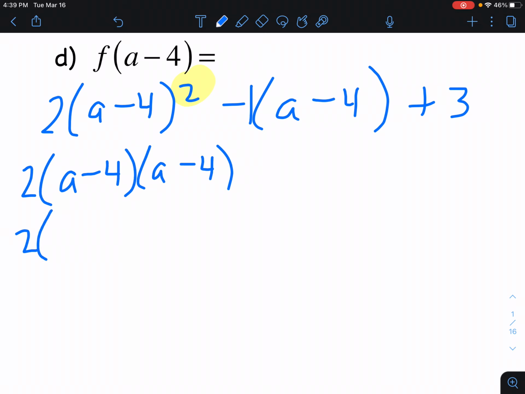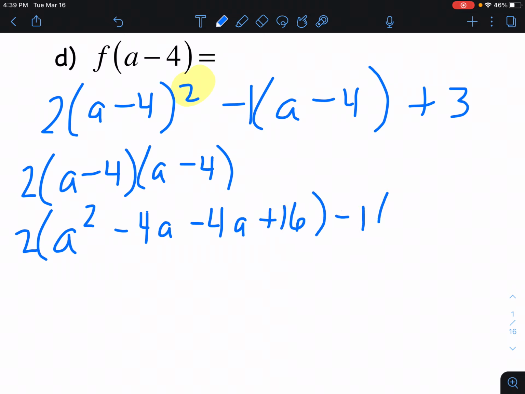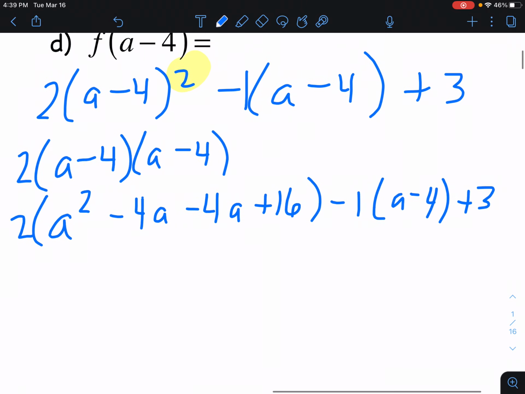So a times a, or first, outer, inner, and last. So we FOILed. And if you don't know how to FOIL, I'm not sure how you made it to this class.